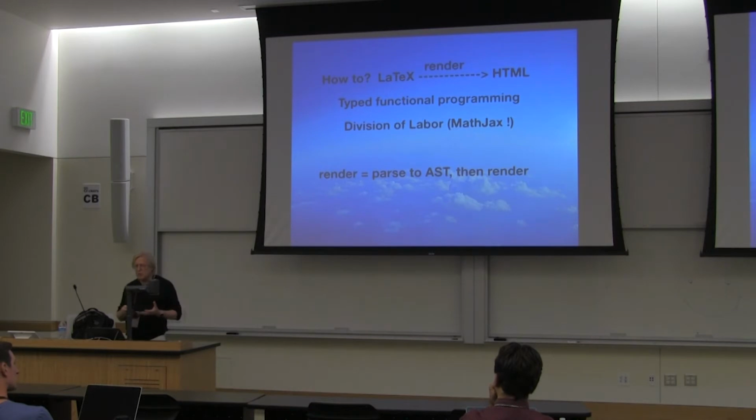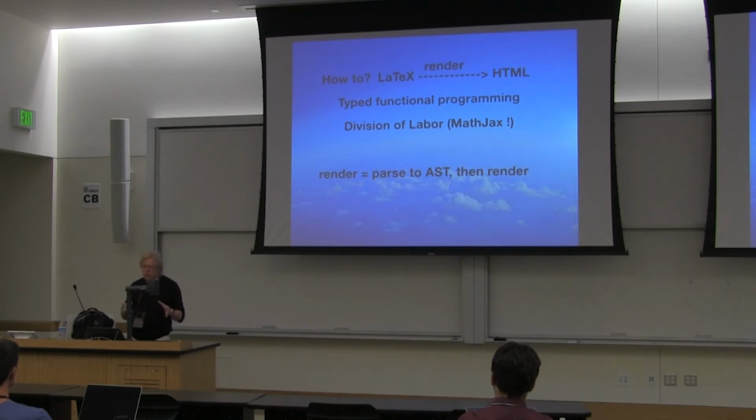To render the text mode stuff and to pass the math mode stuff on to MathJax, we're going to divide the work into 2 phases. We're first going to parse the source text into some intermediate representation, an abstract syntax tree. And then we're going to render the abstract syntax tree.